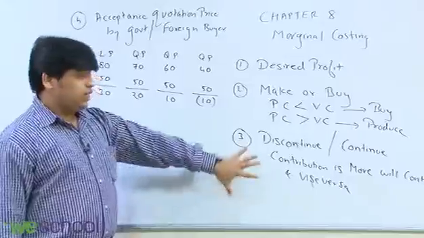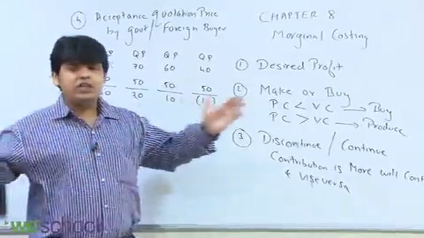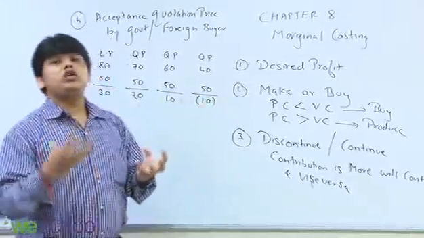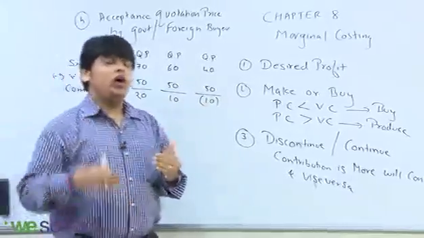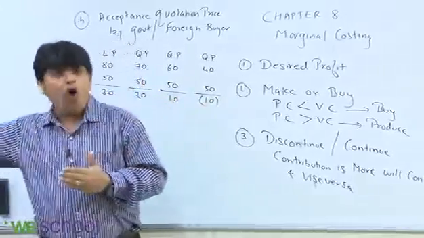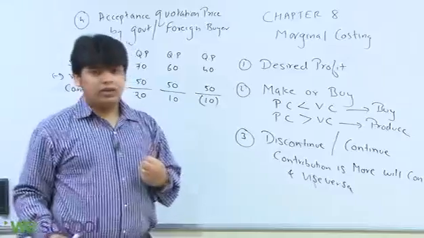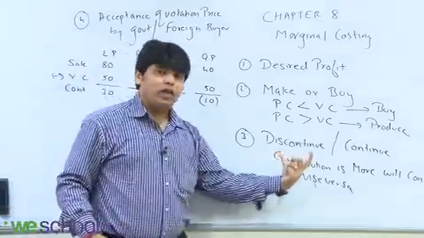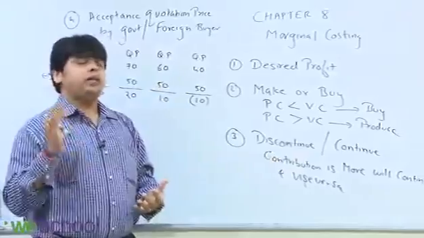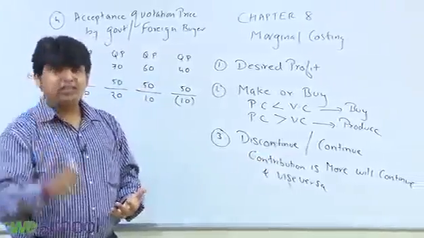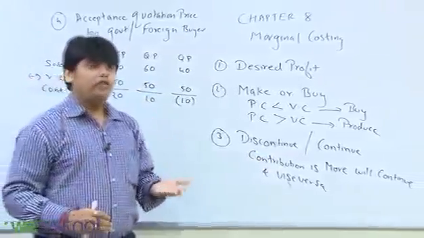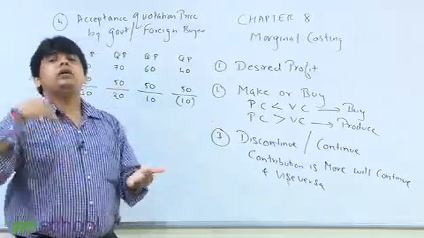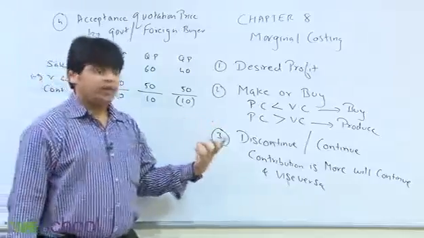Last one, discontinue or continue. I have different segments of product. So which product should be continued and which should not be? I will calculate the contribution of all the products, which becomes easier for me. The department which shows less contribution, I will discontinue, and the department which shows more contribution, I will continue or produce more of that.